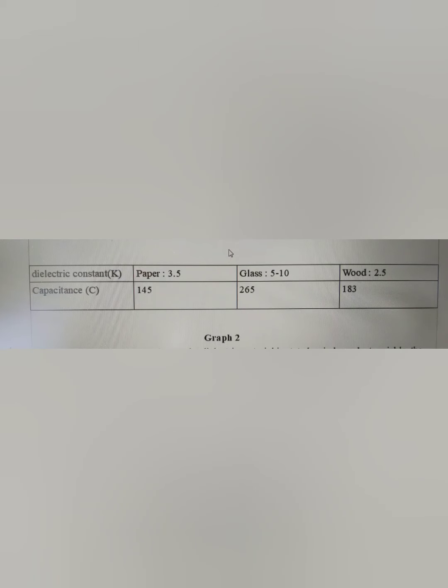In the second part of the experiment, the dielectric material is the independent variable. The distance between the plates and the area of the plates are controlled variables. The capacitance of the capacitor is the dependent variable. According to the results, we can see that the dielectric material changes the capacitance. So every material has its own dielectric constant.